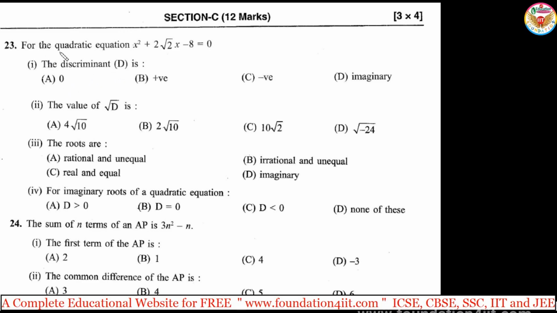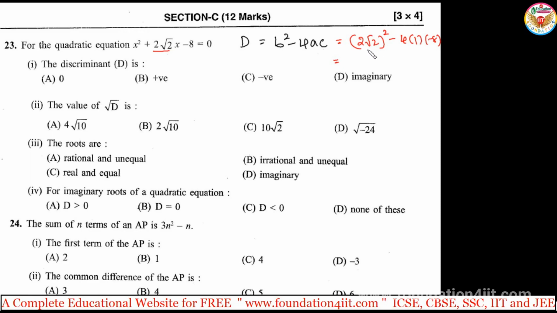First one, for the quadratic equation x square plus 2 root 2 x minus 8 is equal to 0, we need to find out the discriminant and square root of D. Then whatever the roots. Just we can do the discriminant value first. Actually D is equal to b square minus 4ac, right? So in this, the x coefficient is b, 2 root 2. So 2 root 2 whole square minus 4 into a, the x square coefficient, a is 1, and c is minus 8. So 4 into 1 into minus 8.